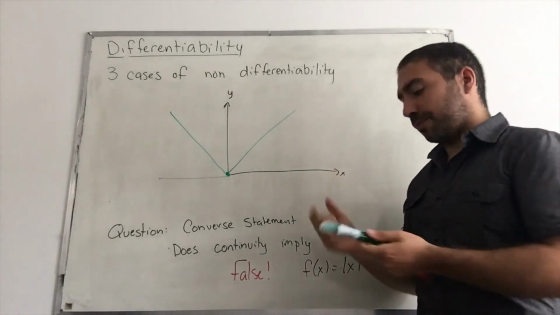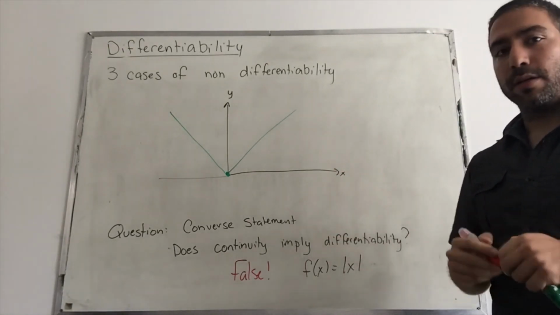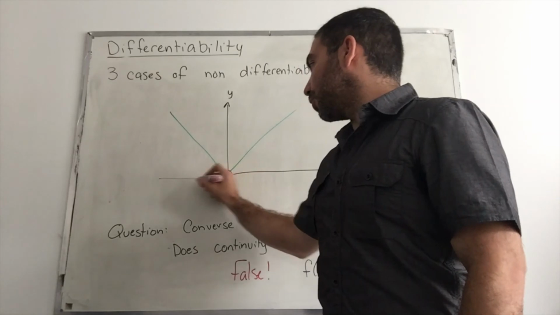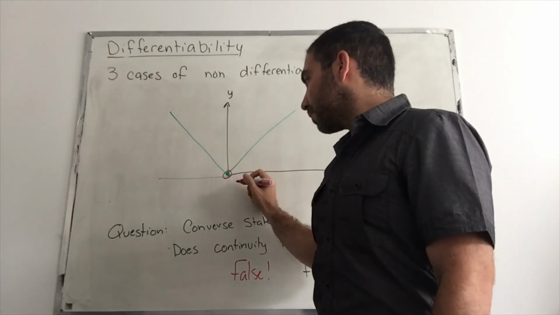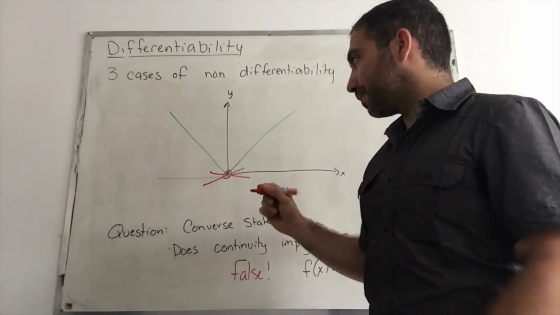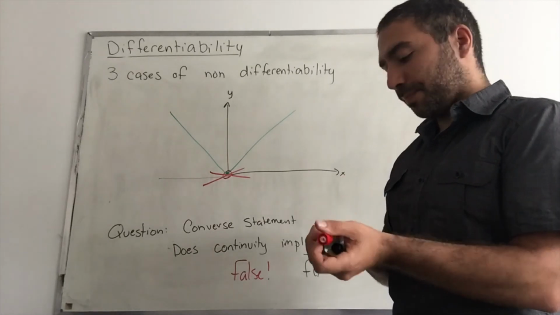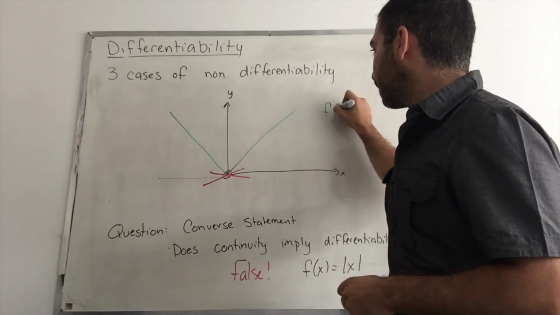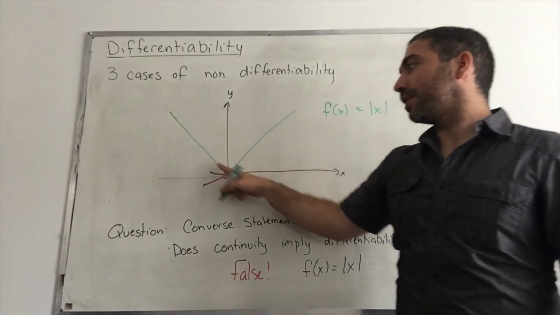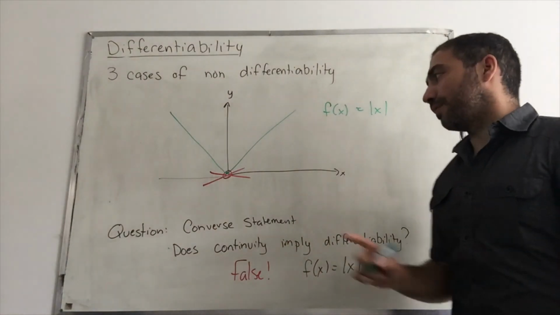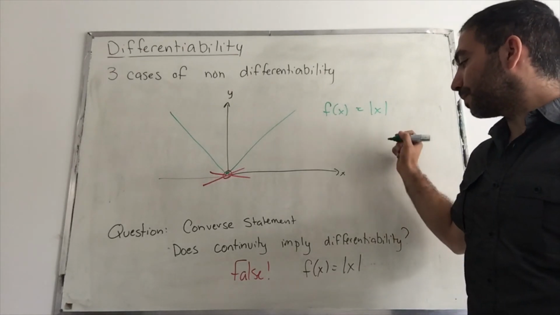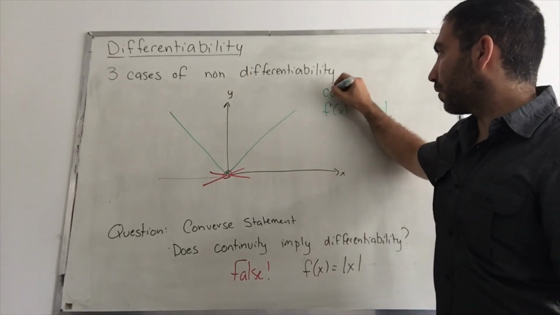And this is not differentiable because at the vertex here, the lowest point, we have a corner which could have multiple tangent lines. So this is our counterexample. f of x equal to the absolute value of x is a continuous function. I could trace this without lifting my finger, yet it's not differentiable because we have a corner. So this converse statement is false. So this is a counterexample.